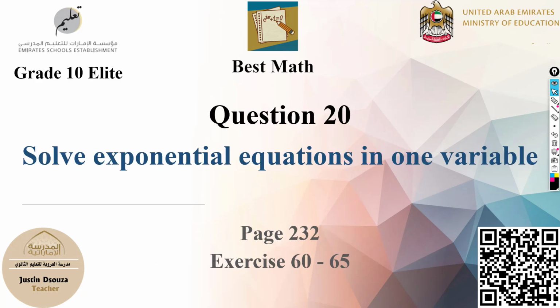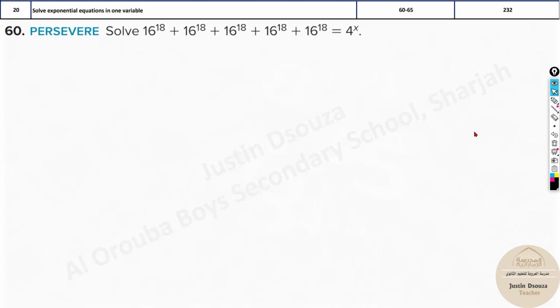The 20th question is the last question in the EOT for the grade 10 elite. This is to solve exponential equations in one variable. Now here we have real world problems or reasoning problems as well. Now look at this problem. They have given us: solve 5 times 16 to the power 18 equal to 4 to the power x. How would you do this?